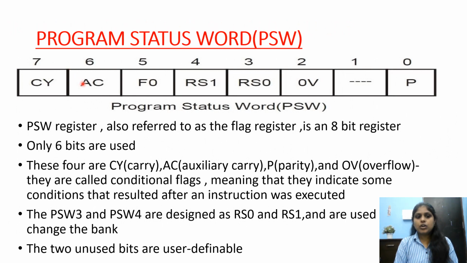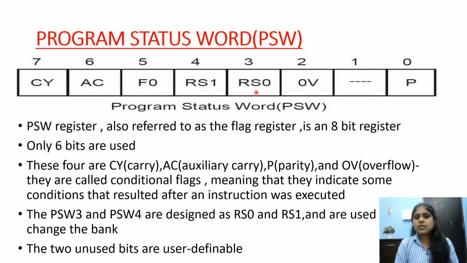Program status word. The PSW register, also referred to as the flag register, is an 8-bit register. Only 6 bits are used. These four are carry, auxiliary carry, parity and overflow. These are called conditional flags. So what is a conditional flag? They indicate some condition that resulted after an instruction was executed.